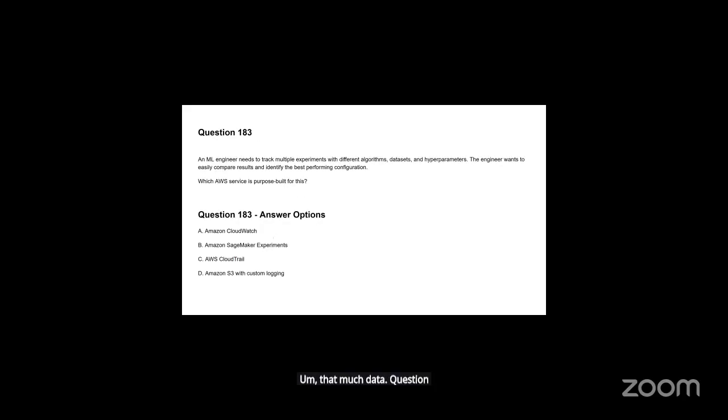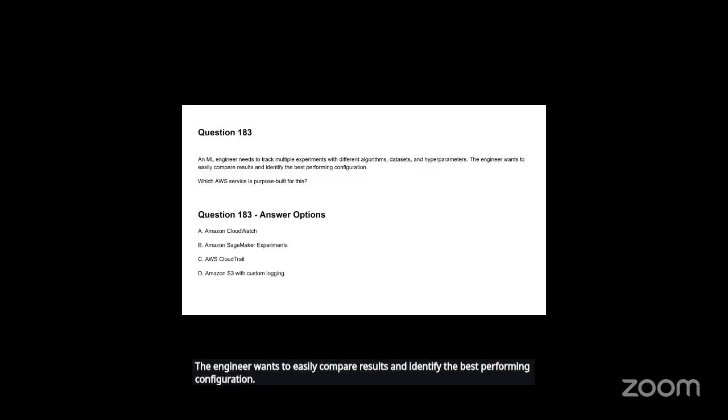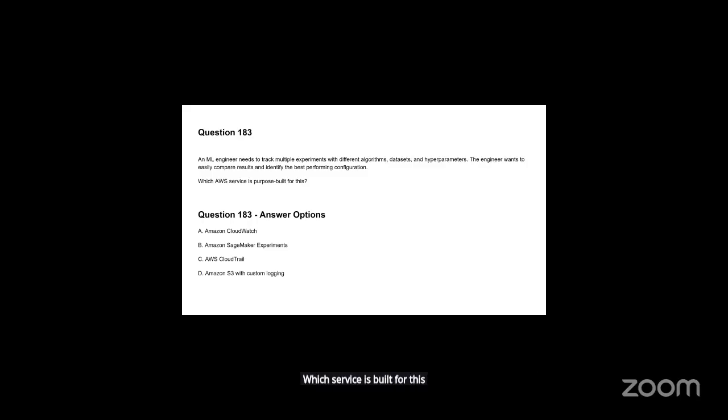Question 183. An engineer needs to track multiple experiments with different algorithms, datasets, and hyperparameters. The engineer wants to easily compare results and identify the best performing configuration. Which service is built for this? CloudWatch, SageMaker Experiments, CloudTrail, or S3 with custom logging?